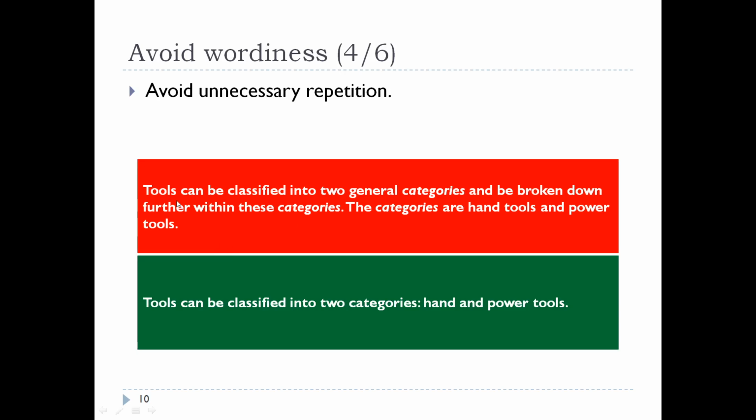Look at this example. Tools can be classified into two general categories and be broken down further within these categories. The categories are hand tools and power tools. By repeating the word categories again and again, we are not adding any more clarity to this paragraph. In fact, the reader feels that the word categories is appearing more than it is warranted. So you can simply say: tools can be classified into two categories: hand and power tools.